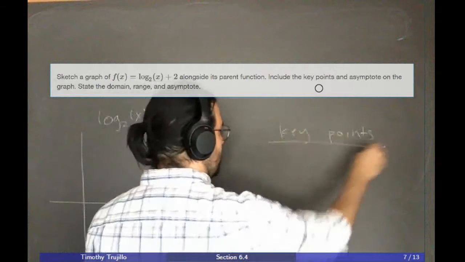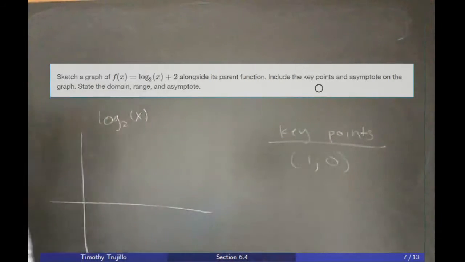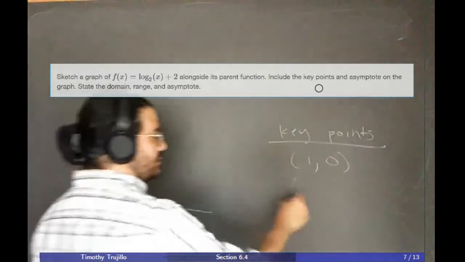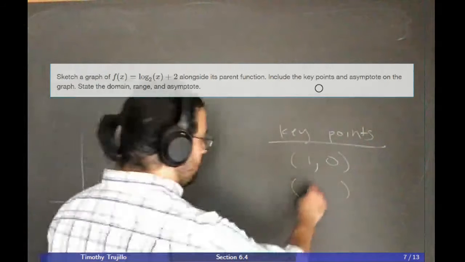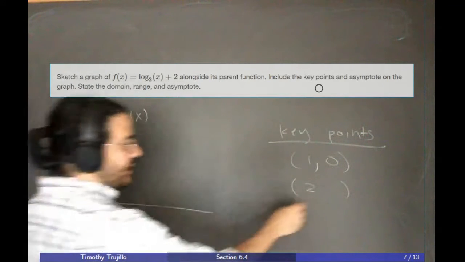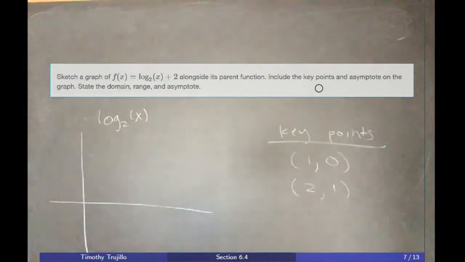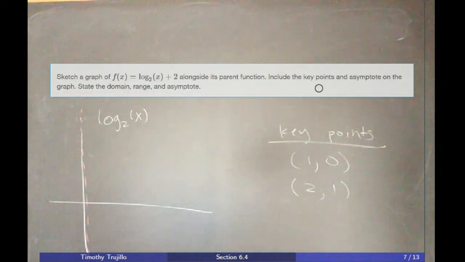One of them is always the same. When I plug x is equal to 1 in, I get an output of 0. But the other is going to be different. So what's my other key point in this one? What else do I know is on this graph? Yes, 2, 1, right? So when I plug the base into this formula, I'm going to get an output of 1. So I know 2, 1 is there, and then I know there's a vertical asymptote at x equals 0. So that's this dotted line here in red.